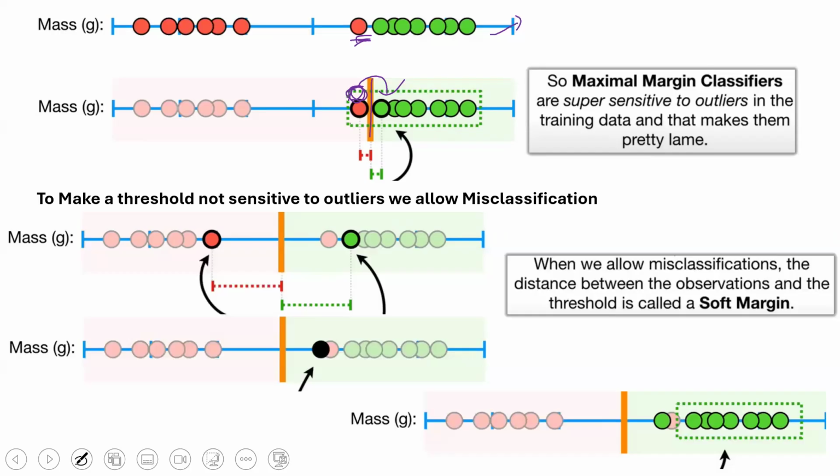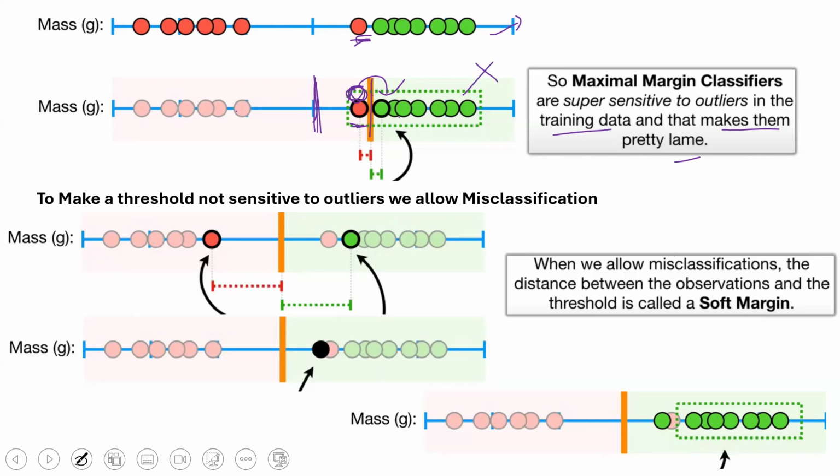So this is the outlier that completely changed the threshold. The threshold actually has to fall somewhere here, which is exactly in between most of the green dots and red dots. But because of the outlier, the margin got completely changed. So you can say maximum marginal classifiers are more sensitive to outliers, or super sensitive to outliers in the training data, and that makes them pretty lame. So this is completely a wrong approach.